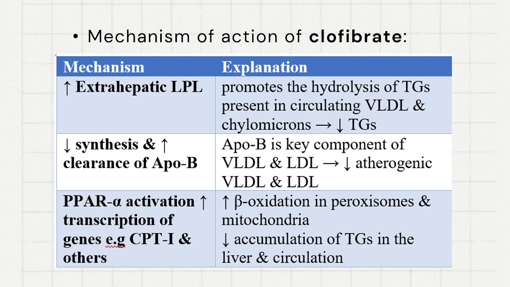and will manifest overall as less risk of atherosclerosis. PPAR alpha activation will increase transcription of genes, particularly of the enzymes of beta oxidation, such as carnitine palmitoyltransferase 1. This will lead to increased beta oxidation in the peroxisome and mitochondria and less accumulation of triglycerides in the liver and circulation.